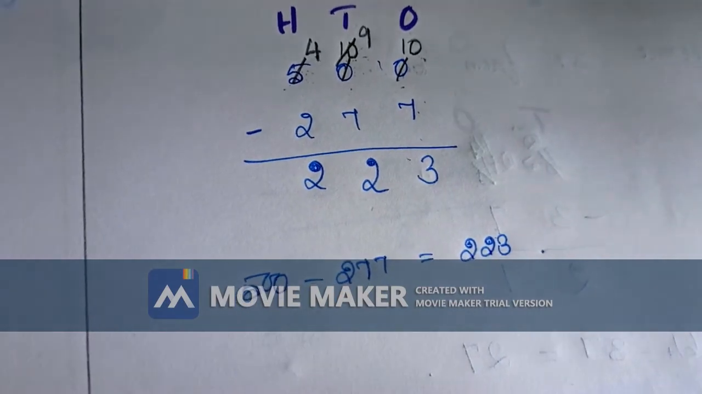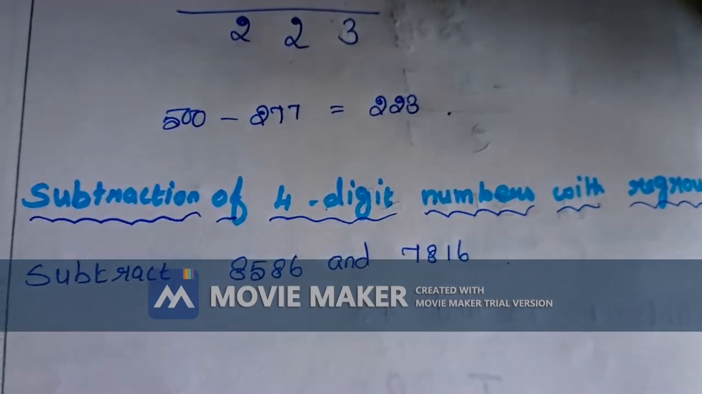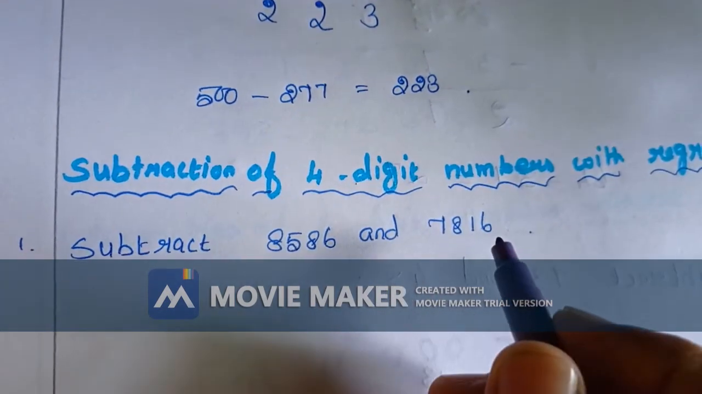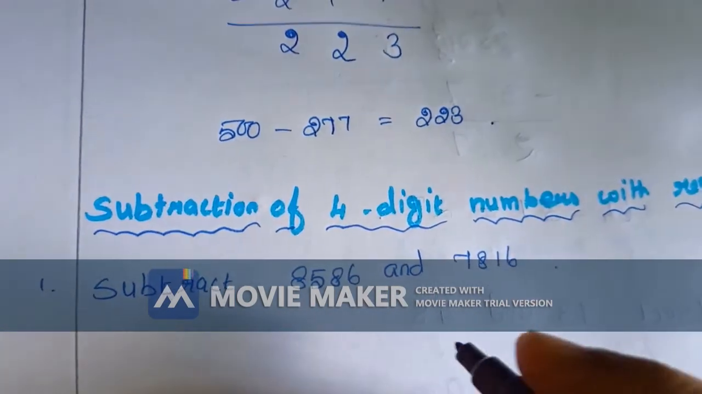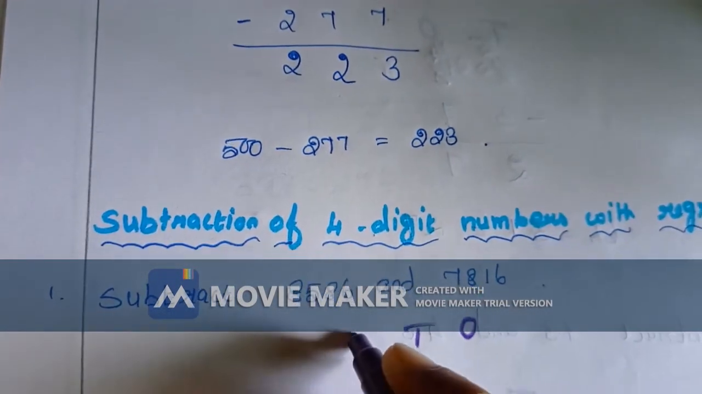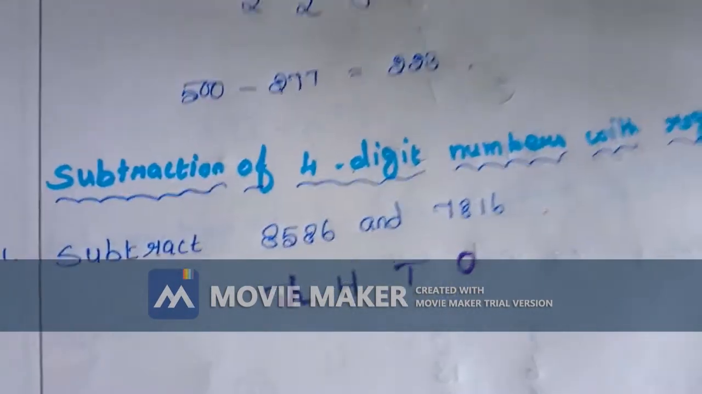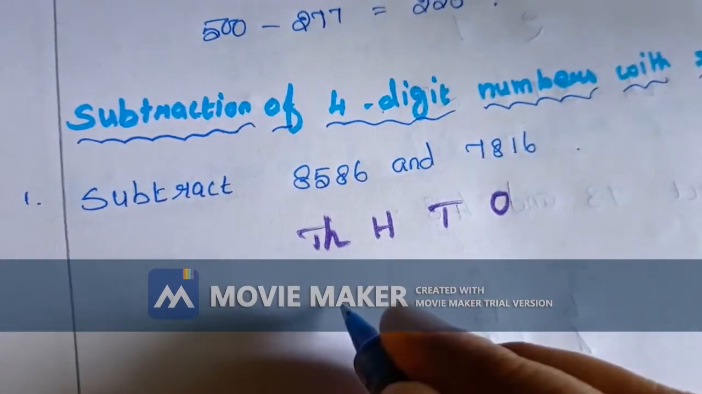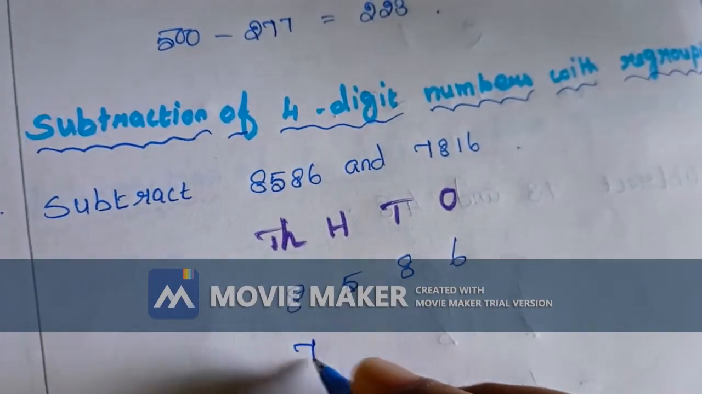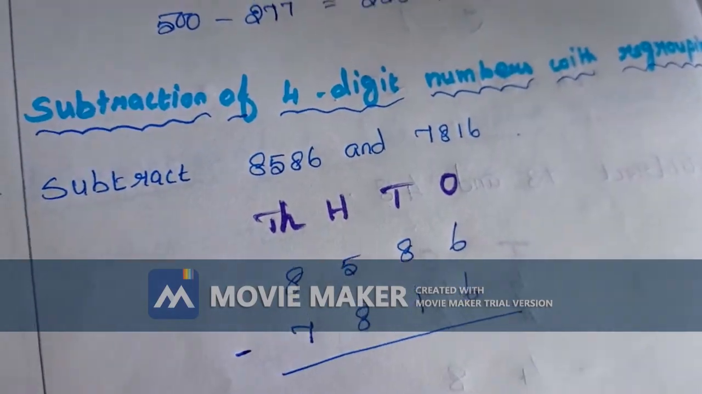Okay children, the next topic is subtraction of 4-digit numbers with regrouping. The first question: subtract 8586 and 7816. Children, first write the place values, that is ones, tens, hundreds and thousands. Then next write the bigger number. Which one is the bigger number? 8586 is the bigger number, and the smaller number is 7816.